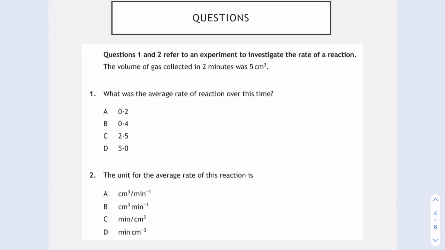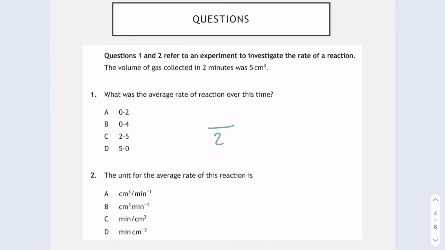Let's try 2 past paper questions, so some multiple choice. So we've got, what is the average rate of reaction over time? So your volume of gas collected in 2 minutes was 5 centimetres cubed. So you've got 5 divided by 2, which is going to give you 2.5, which is answer C.